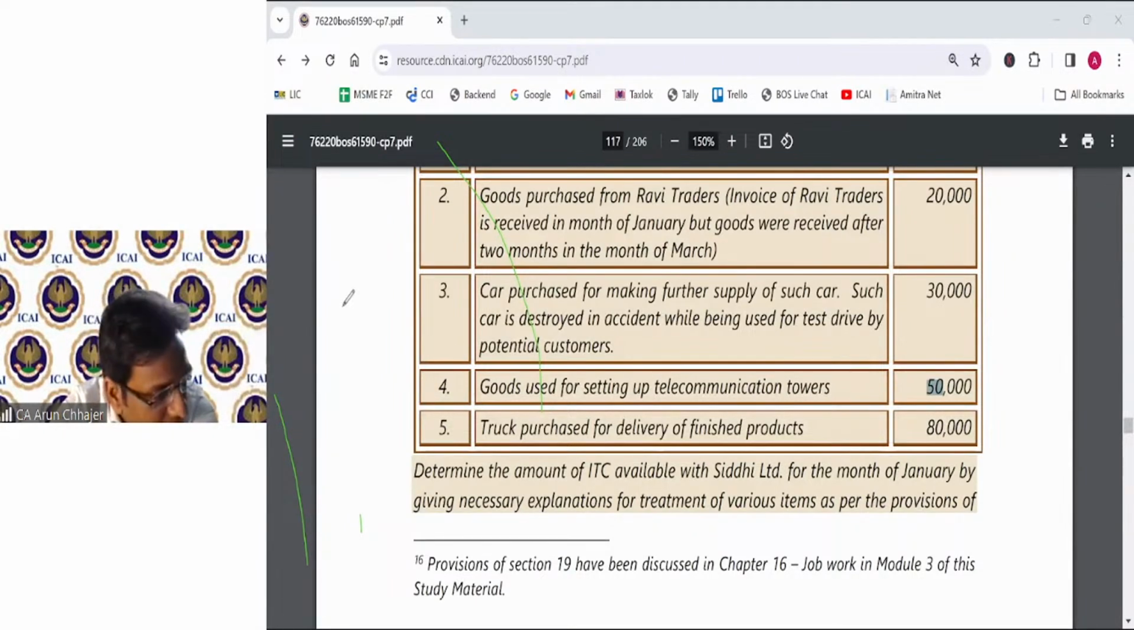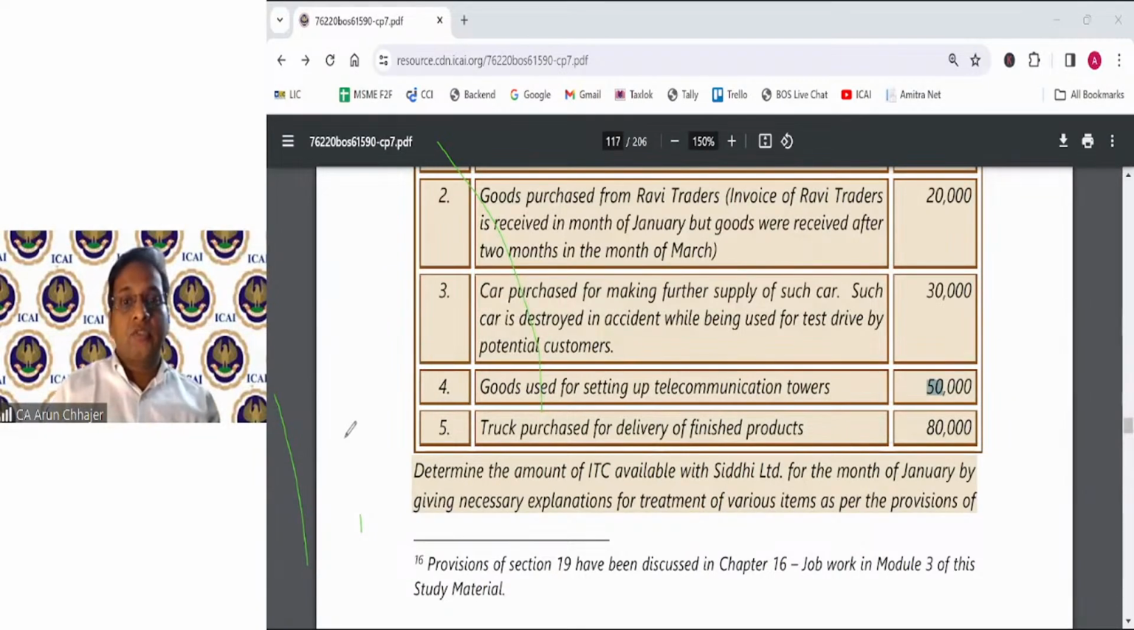But therefore, for the first point, if it is used for further supply, you are allowed to take the ITC, no harm in that. But at the same time, it is saying that if the goods are lost, stolen, destroyed, written off or disposed of by way of gift or free sample, because of Section 17 subsection 5 clause H, we can't take the ITC. So in one part it is allowed, but in another part ITC is not allowed.